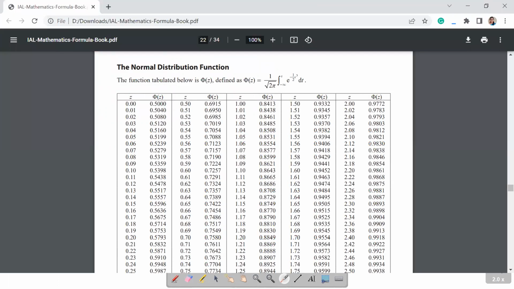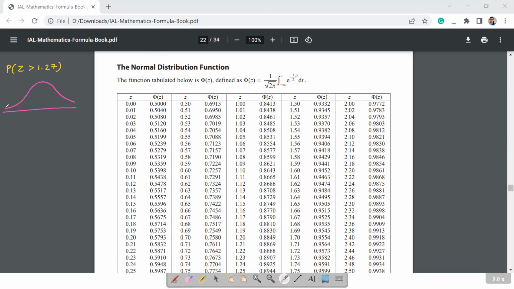So I need to find the probability that z is greater than 1.27. First thing I advise you to do here is draw the graph. Let's draw the normal distribution.